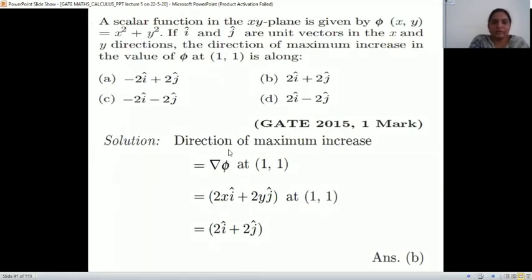So we have to just find del phi. Del phi is nothing but ∂/∂x i bar plus ∂/∂y j bar, and we don't have z here, as it is the xy plane, so we don't have any other variable z. So it is just 2x i bar plus 2y j bar. At point (1, 1), it is 2 i bar plus 2 j bar. So the correct answer is B, 2 i bar plus 2 j bar. Always remember, the maximum direction is always in the direction of del phi. So you have to just find del phi. If some particular point is given, put that into del phi.